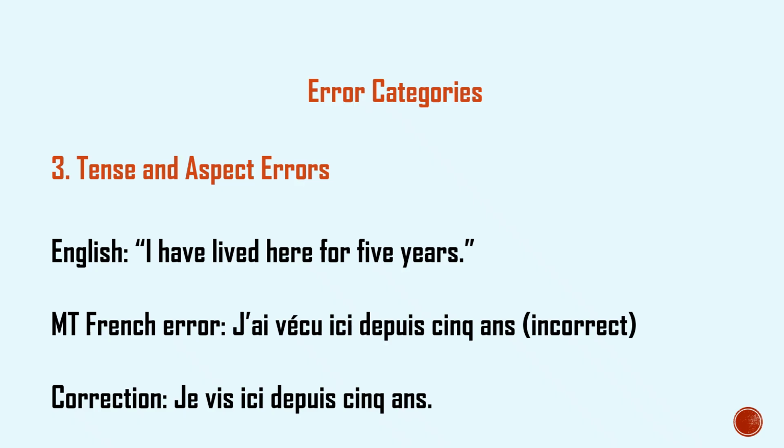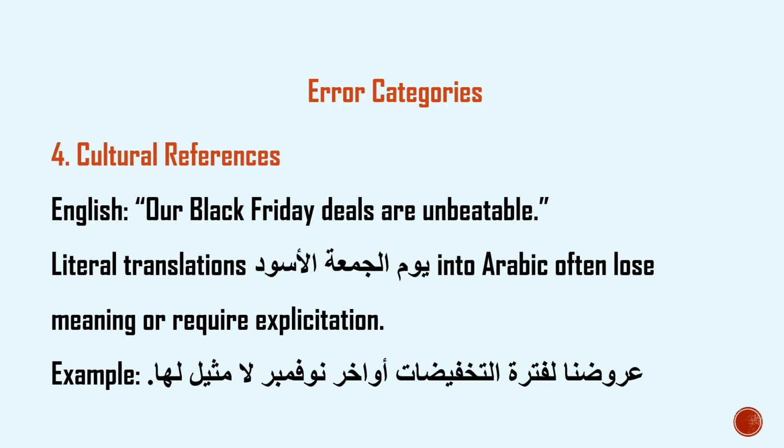This contrast highlights a key cross-linguistic difference. English encodes continuity through aspect, while French encodes it through the present tense combined with temporal markers. The fourth category of errors that we can find in neural machine translation output are errors related to cultural references.